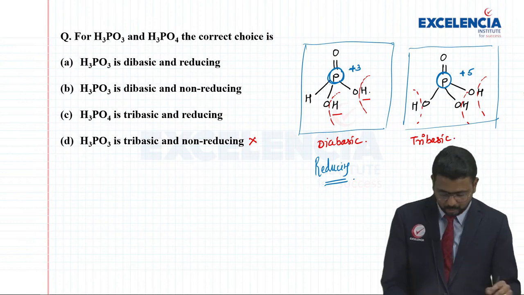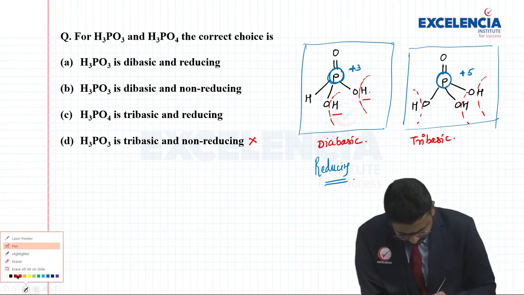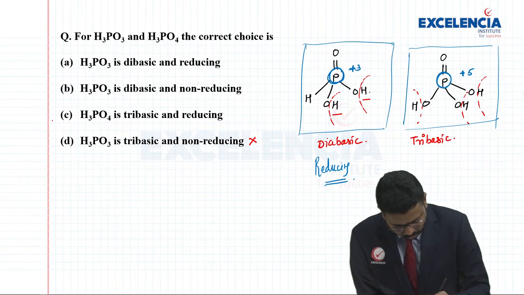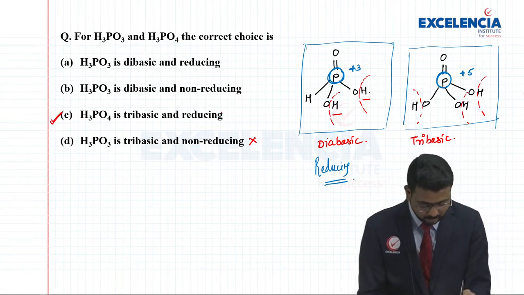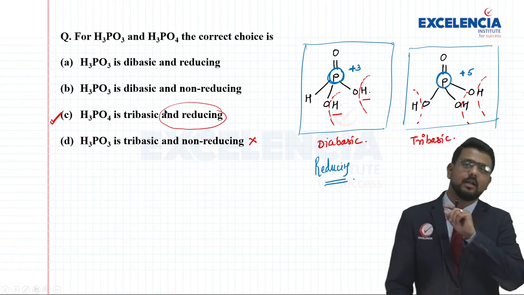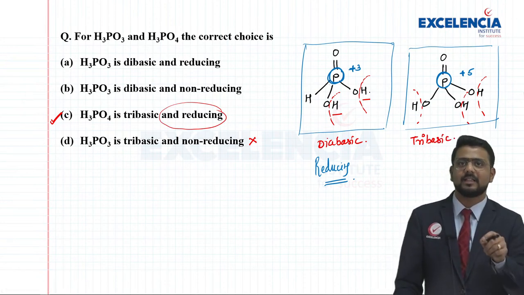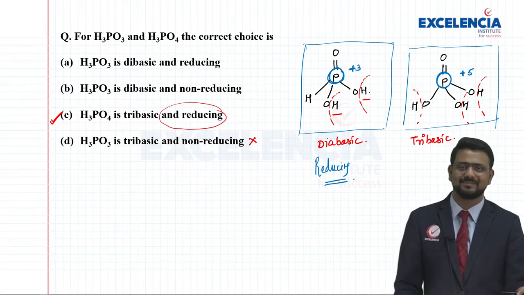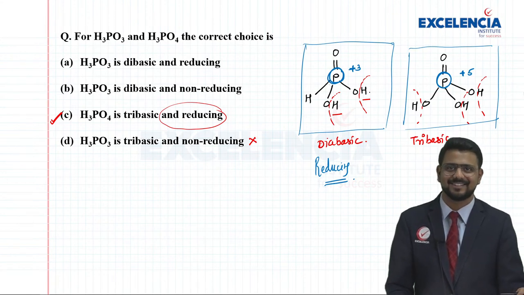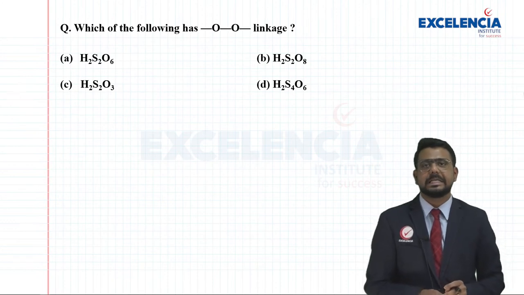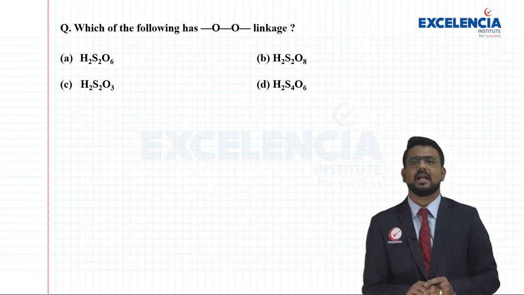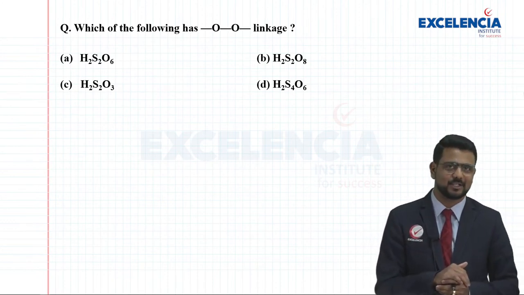Right? So if you look at option C, that H3PO4 is tribasic and it is reducing. So because of this particular statement, whole statement is wrong, right? And that's the reason that is your answer. I hope you got the clear understanding. Okay. The next question here is, which of the following has a peroxide linkage?